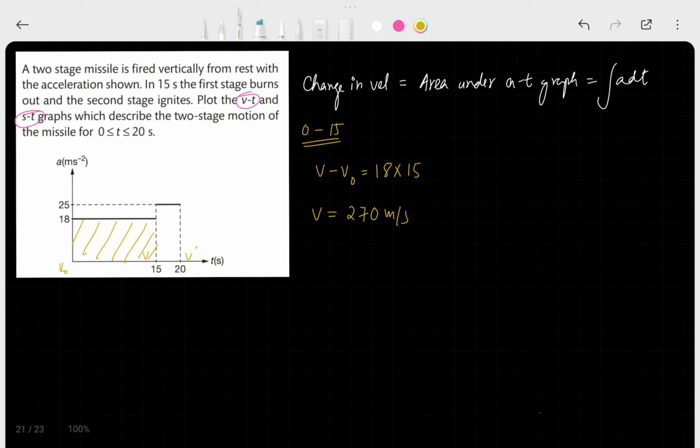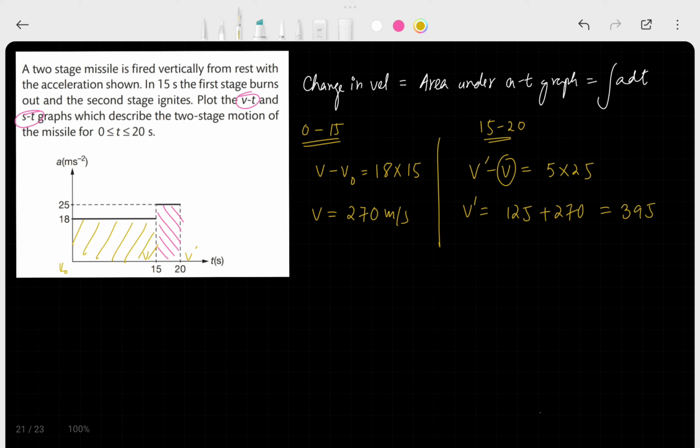Fine. Now we will go for the time interval from 15 to 20 seconds. Here the final velocity is v dash, the initial velocity is v, and we need to find the area of this rectangle, this pink shaded portion. That is 20 minus 15, which is 5, into 25. So v dash is equal to 125 plus v, which is 270, that is 395 meter per second.